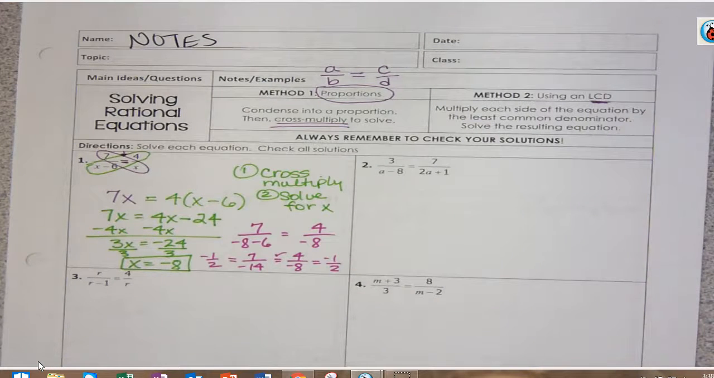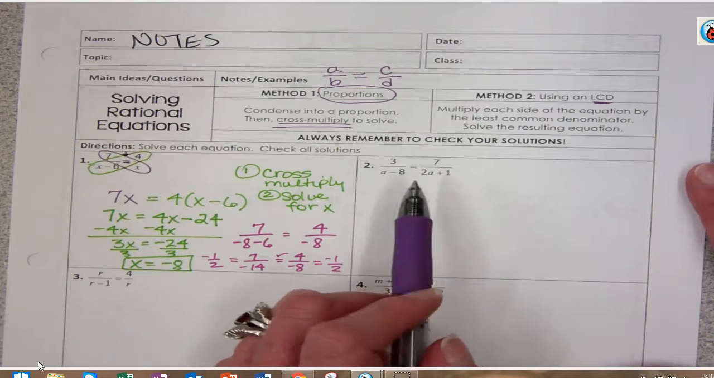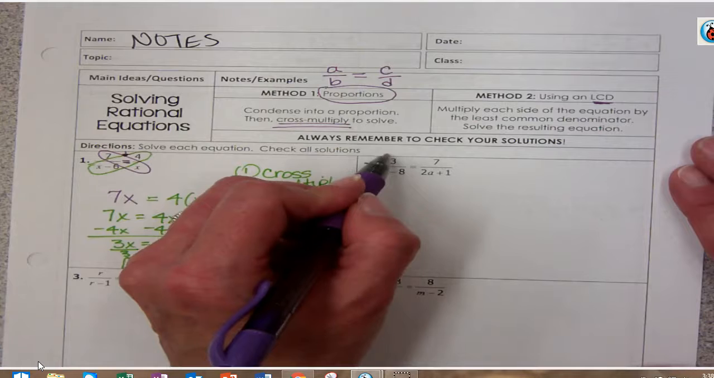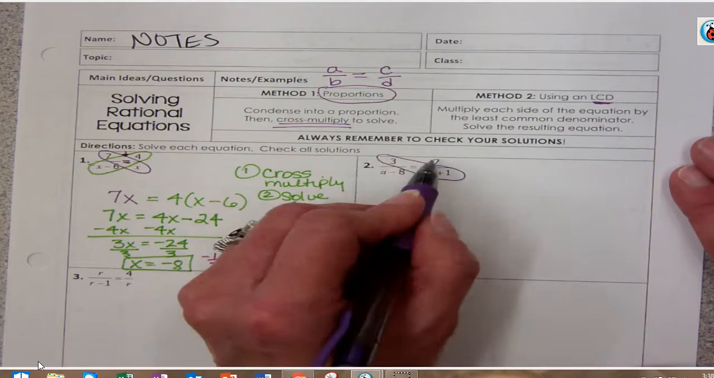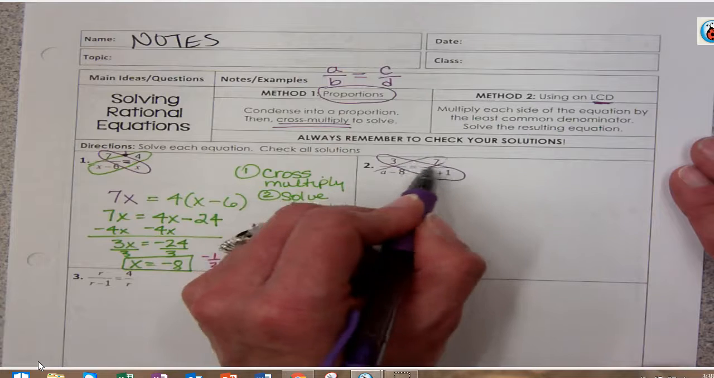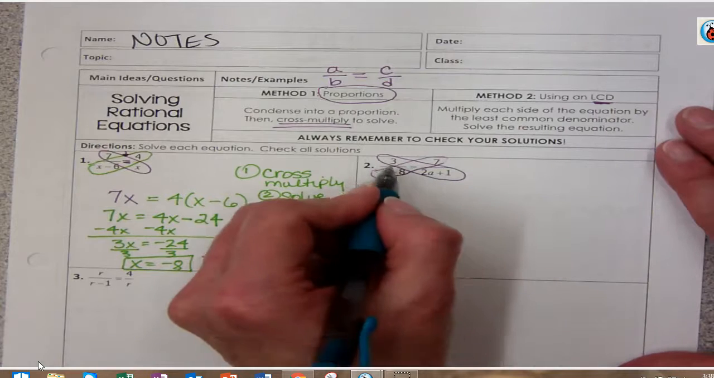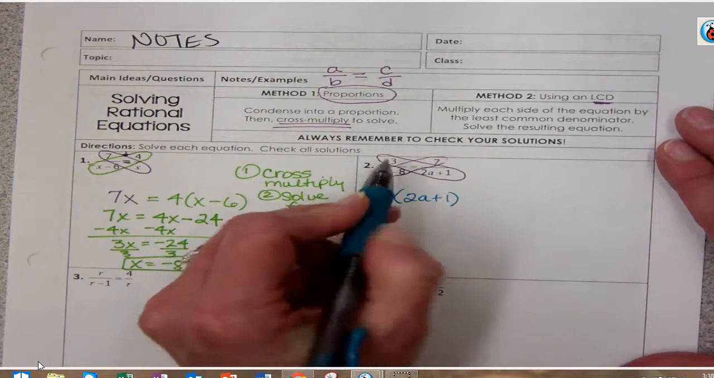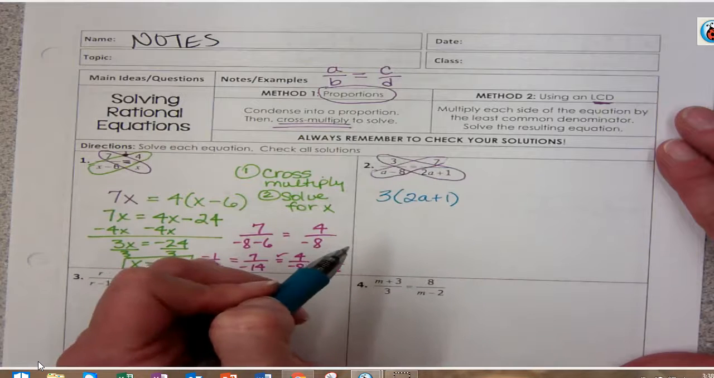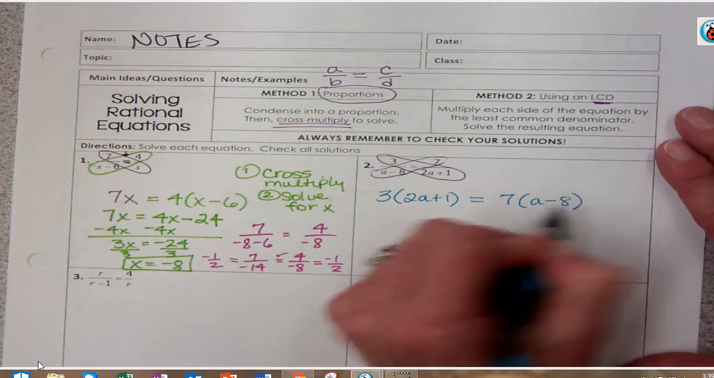All right, moving on. What about when you have something like this? It's going to be the exact same thing. You're still just going to cross multiply, because all you have is one fraction equal to another fraction. That is the key. One fraction equal to another fraction. So 3 times 2a plus 1, we're multiplying across there, equals 7 times a minus 8.